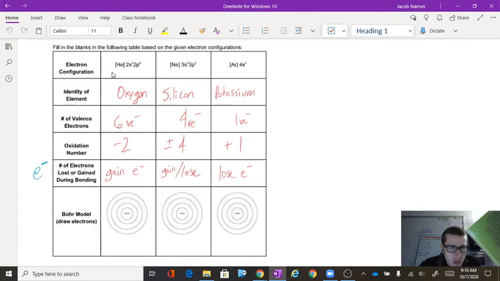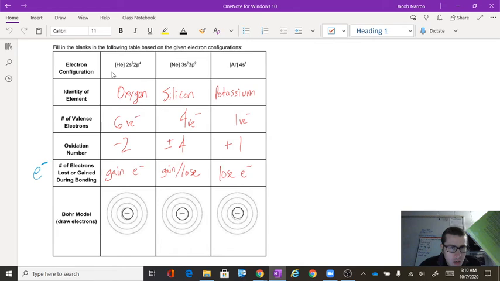So let's go ahead and do Bohr models. The nucleus is that inner circle. Let me make this a little prettier. That inside circle we're going to say is the nucleus, so I'm not going to use that. But what I am going to do is put my electrons down.